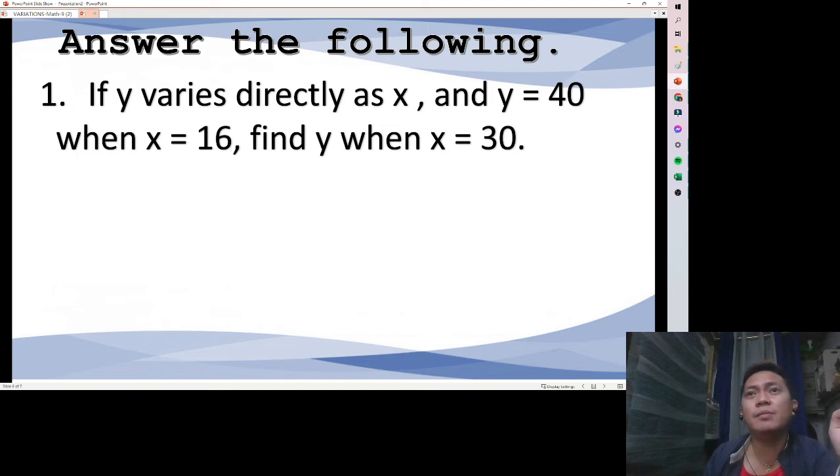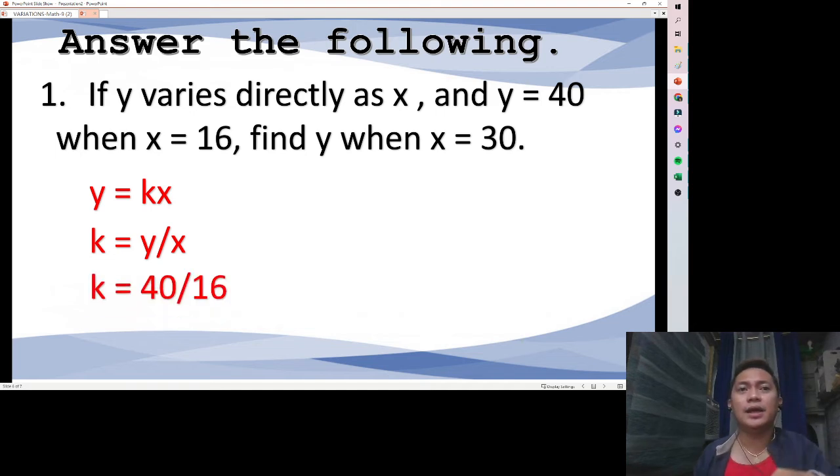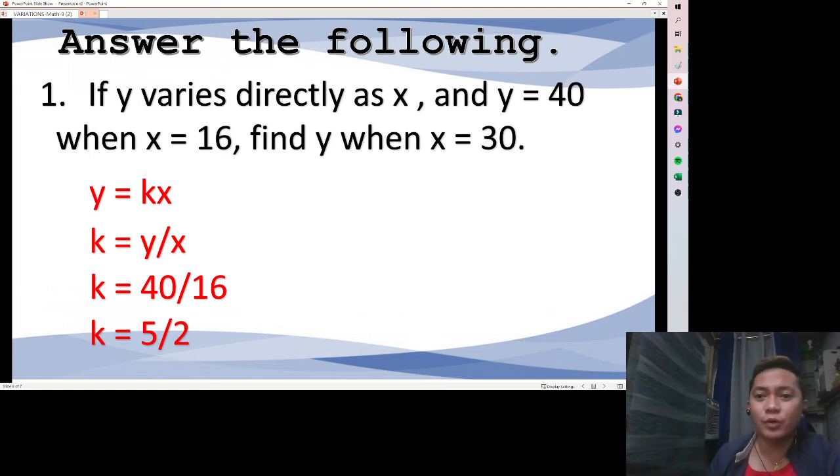For example, we have y varies directly as x, and your y is 40 and x is equal to 16. How to compute that? So, first, find the constant. That is 40 divided by 16. So, hanapin natin yung y is equal to kx, wherein k is equal to y divided by x. So, therefore, we will divide 40 divided by 16, and then we can simplify as 5 over 2.